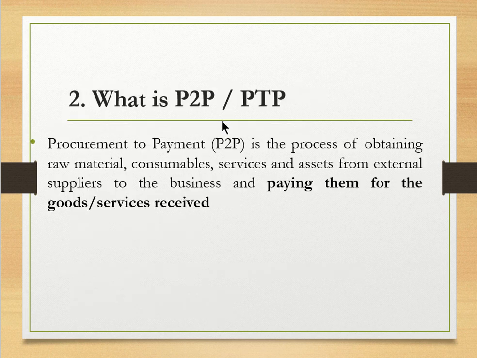Second question is about what is P2P. When we call P2P, what do we mean by that? P2P is procurement to payment. It is a process of obtaining raw material, consumables and services and or assets from external suppliers to our business and paying them for the goods and services that we receive. So basically it is procurement and payment.